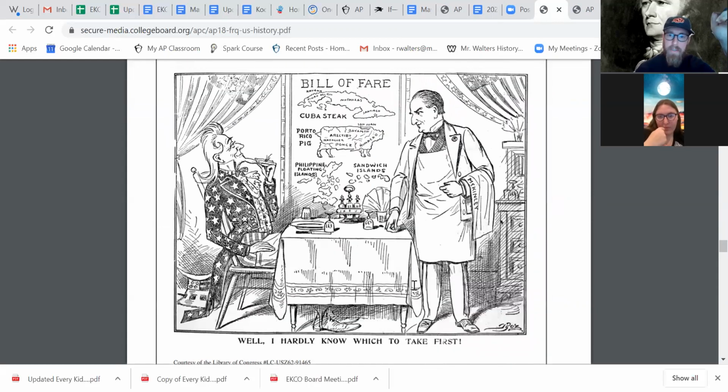Again, y'all probably remember this political cartoon. I've used this one before in some assignments. You've got Uncle Sam there, he's playing with his beard. And there's a waiter there, and the waiter's actually representing President McKinley. And he says, well, I hardly know which of these to take first. So he's like ordering dinner, but if you look closely at the menu, it says Cuba steak, Puerto Rico pig, Sandwich Islands. So he's trying to figure out what country he wants to eat, right? So this is an imperialist cartoon.